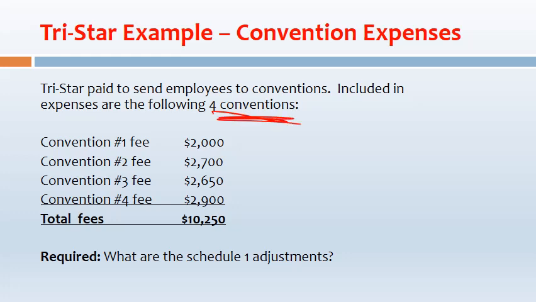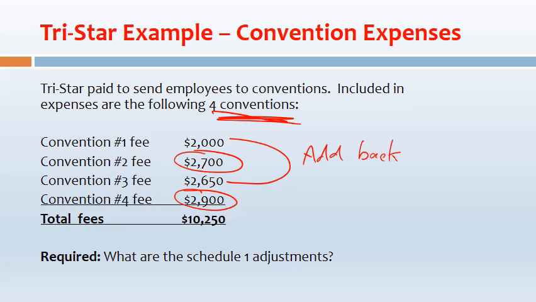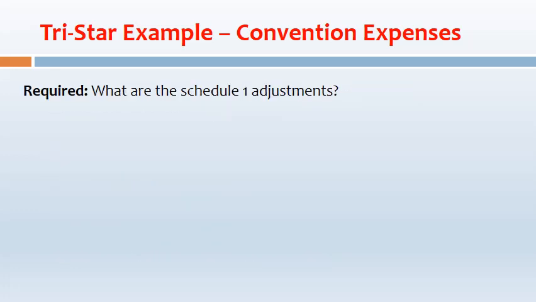So what are the Schedule 1 adjustments we have to make for this, knowing that we are only allowed to deduct 2? Well, given that you want your deductions as high as possible, I would say let's deduct the highest possible amounts, which would be this one, Convention 2 and Convention 4. These other 2, they're smaller, so we're going to add them back. Again, we're only allowed to deduct 2. We might as well deduct the largest ones. The ones that we're not allowed to deduct, the excessive 2, we'll add back. Let's take a look at what that is.